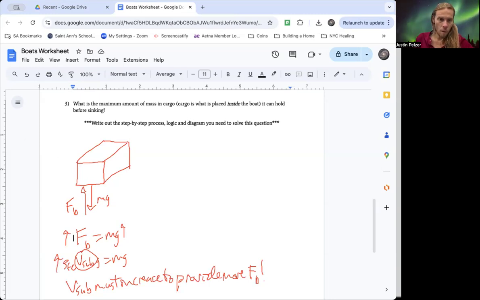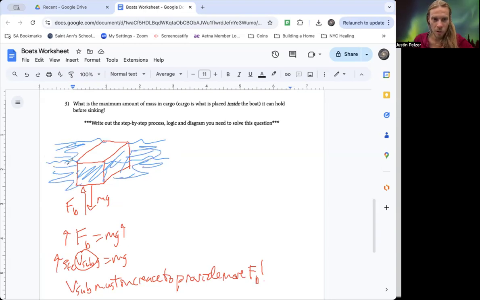So at what point does it just sink? Well, clearly that's when it's almost entirely submerged. Like the point just before water starts creeping in. You do not want to be in a boat that is almost all the way sunk, right? So the point of max cargo, and this is obviously the boat's mass included. So this is total mass, and then we'll subtract boat mass to get cargo. Cargo is what's placed inside. But we'll solve for M total.